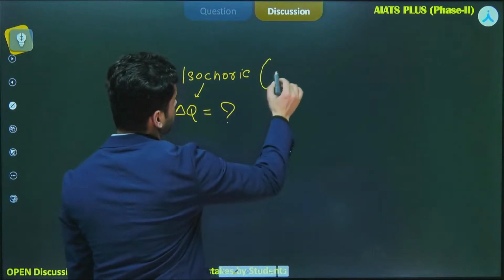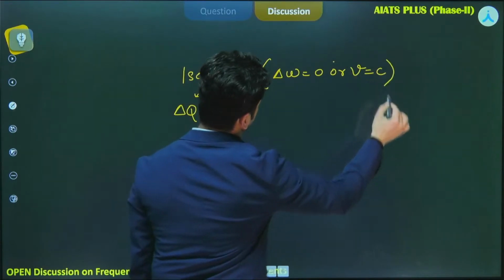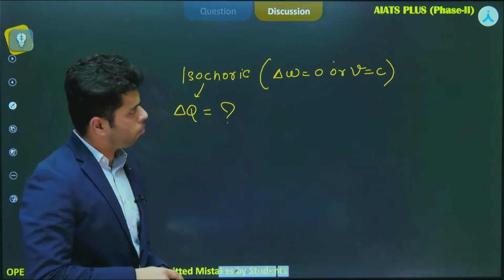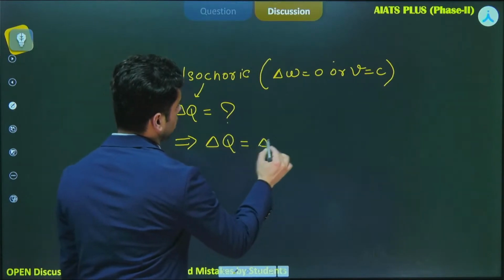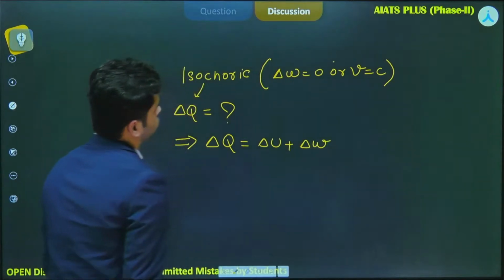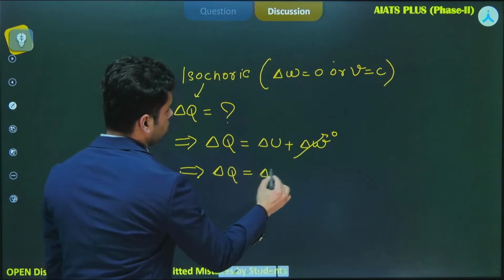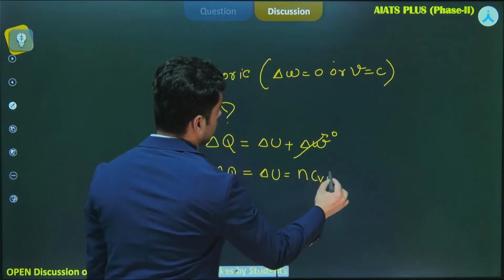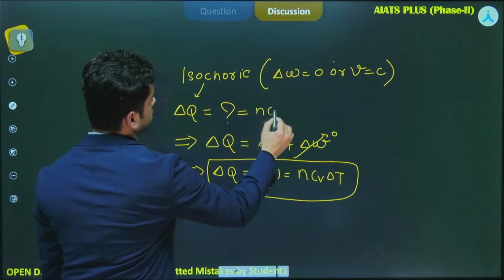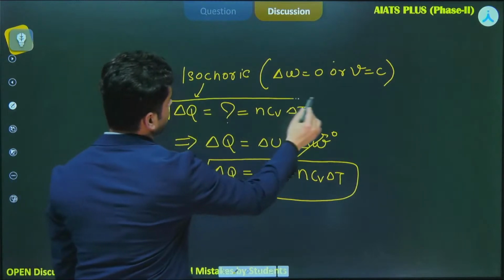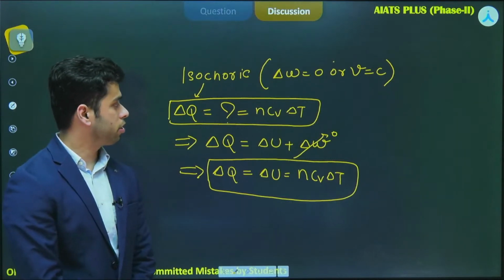Dear students, what is the key feature of the isochoric process? That delta W is equal to 0, or volume remains constant. If I go with the first law of thermodynamics, delta Q is equal to delta U plus delta W. So if delta W is 0, delta Q is equal to delta U, which is equal to nCv delta T. So for the isochoric process, delta Q is equal to nCv delta T.